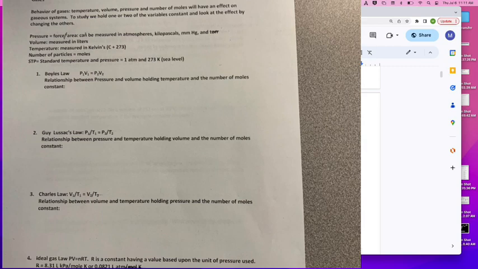Do you see pressure? What is the symbol for pressure? Take a guess. P, cool. So we're all on the same page. Pressure begins with P. Our symbol for pressure is P.